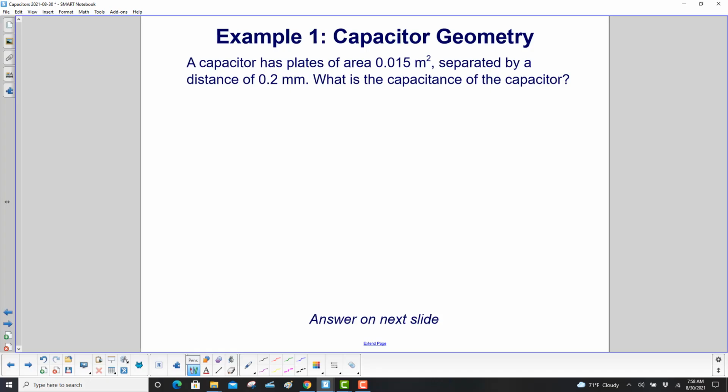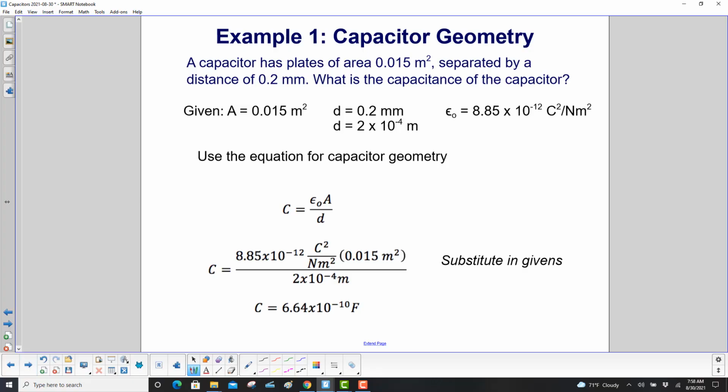A capacitor has plates of area 0.015 square meters separated by a distance of 0.2 millimeters. What is the capacitance of the capacitor? The area is given, and that's in the right unit, square meters. The distance between the plates is in millimeters. We have to turn that into meters. So that's 0.2 times 10 to the minus 3 meters.